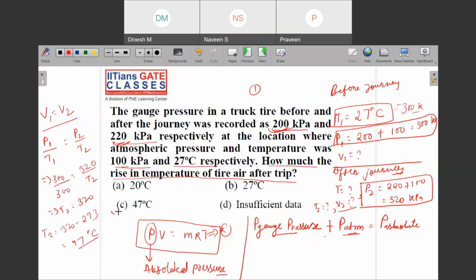So this option is correct. Sometimes they mention an option like insufficient data. Most of the time we should abstain from marking this option. Somebody might have used this option, but it will ultimately lead to the wrong answer. Why? Because if using certain assumptions you are able to reach the solution, then we should try to reach the solution.